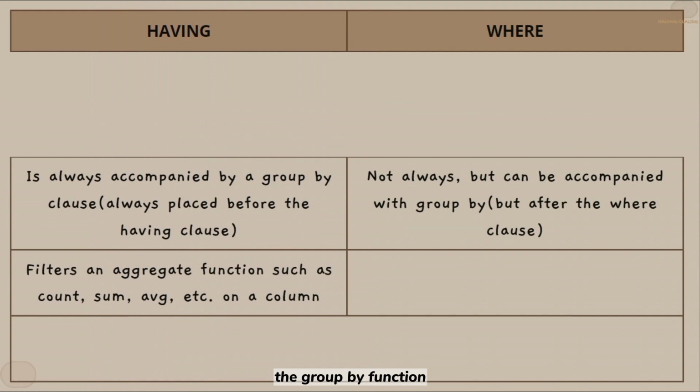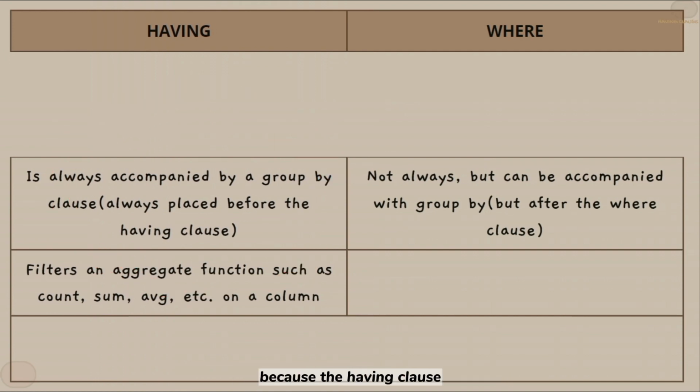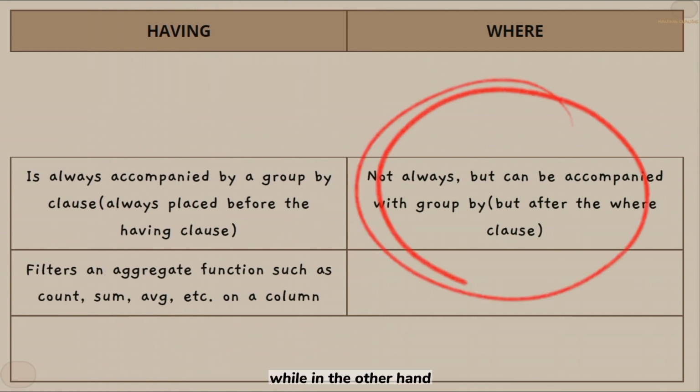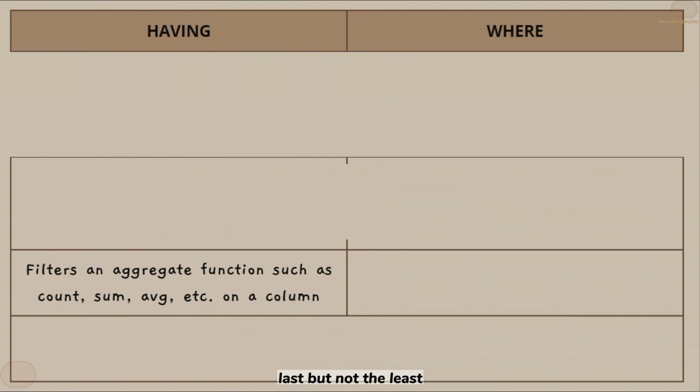The GROUP BY function. With the HAVING clause, the GROUP BY function always comes first before the HAVING clause, because the HAVING clause will be based on the indicated GROUP BY, or the command would result in a syntax error. On the other hand, GROUP BY comes after the WHERE clause, because it filters out the individual rows before giving the filtered records to be categorized by the GROUP BY function. Last but not least, the aggregate function. Only the HAVING clause can use the aggregate function in a given condition.